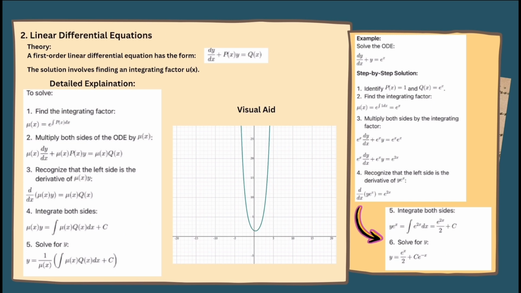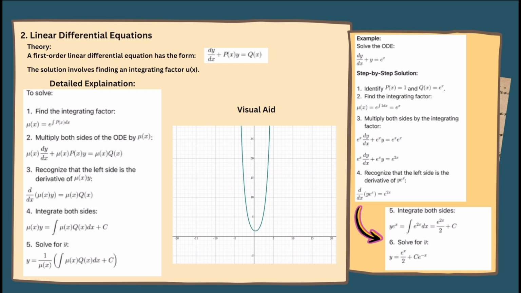The second one is linear differential equation. It is a first order linear differential equation which has the form dy/dx plus p(x)y equals q(x). The solution involves finding an integrating factor mu(x). In order to solve the linear differential equation, we first find the integrating factor mu(x) equals e to the power of the integral of p(x) dx. Second, multiply both sides of the ODE by mu(x).